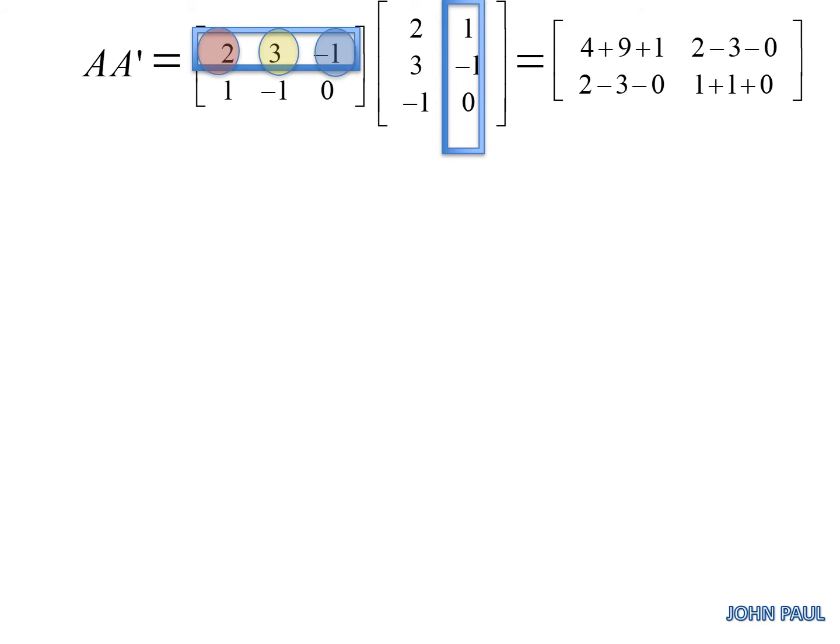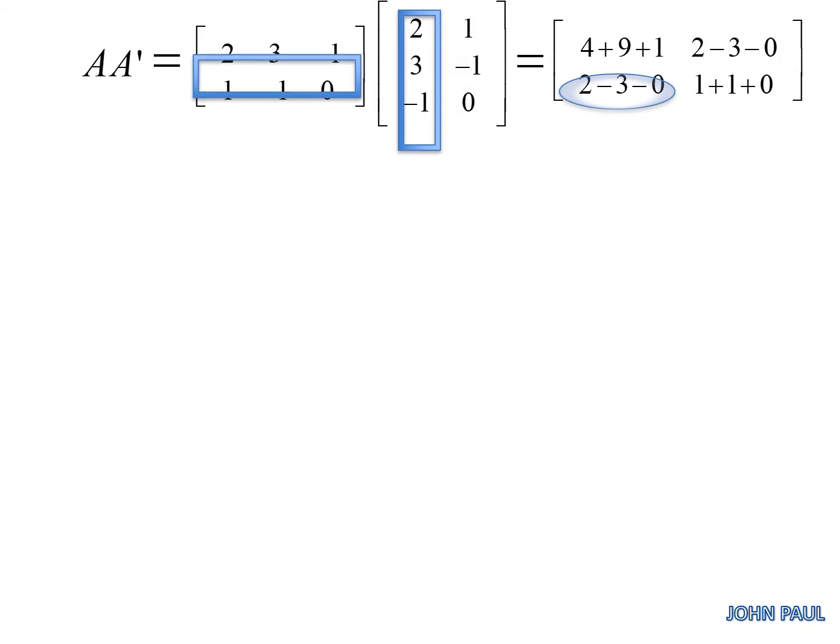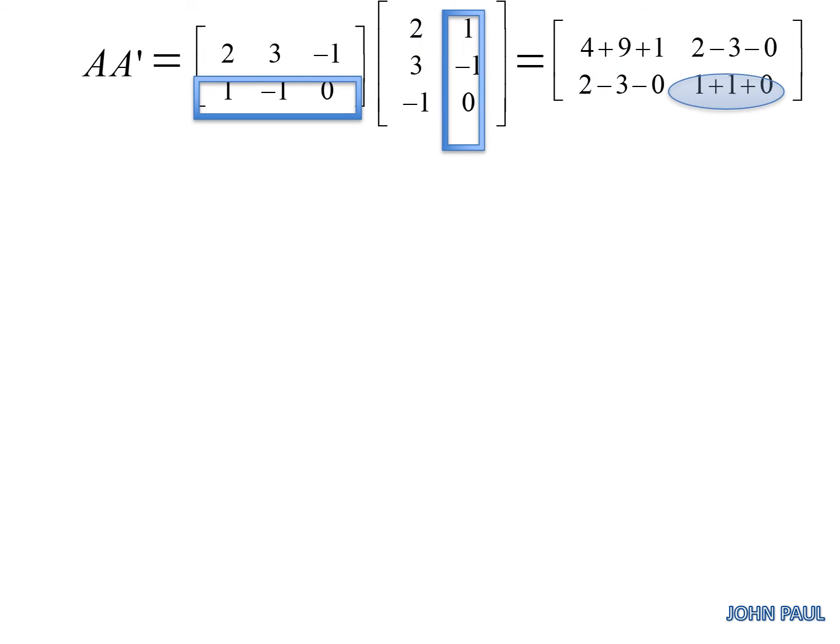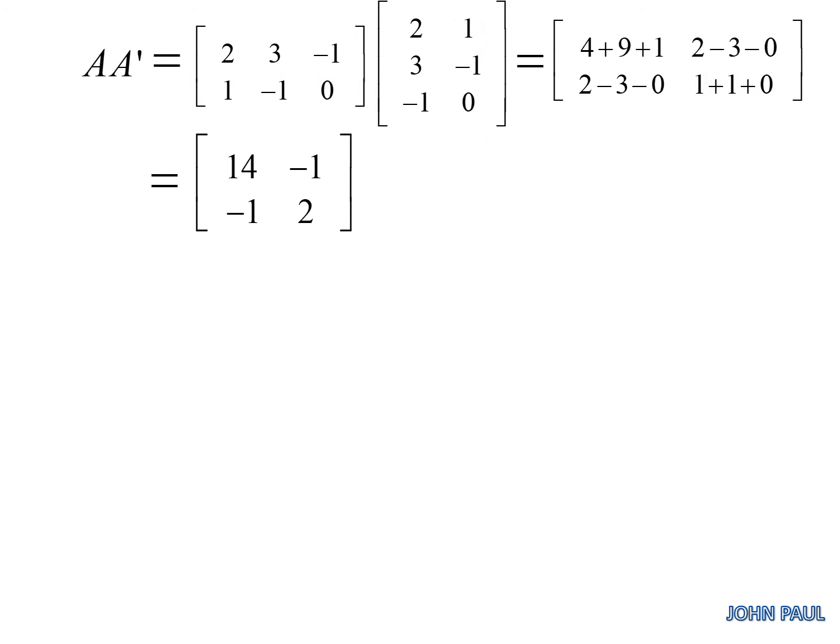Second column, by multiplying 2 into 1, 3 into minus 1, 0 into minus 1. We'll take the second row and multiply with the first column. 1 into 2, minus 1 into 3, 0 into minus 1. Second column, 1 into 1, minus 1 into minus 1 is plus 1, plus 0. The value is 14 minus 1 minus 1, 2.